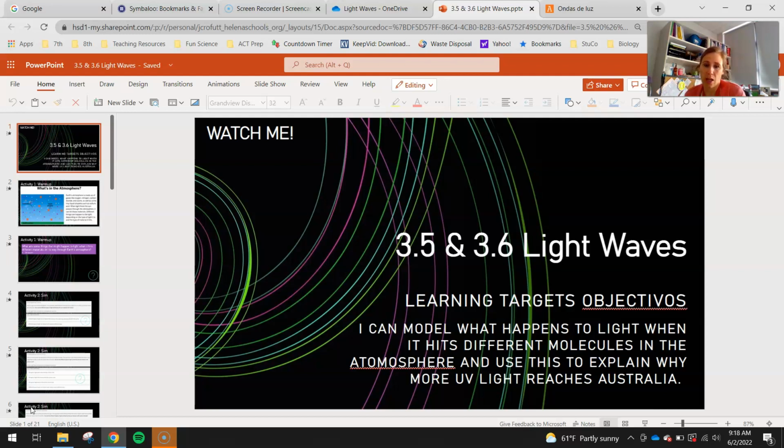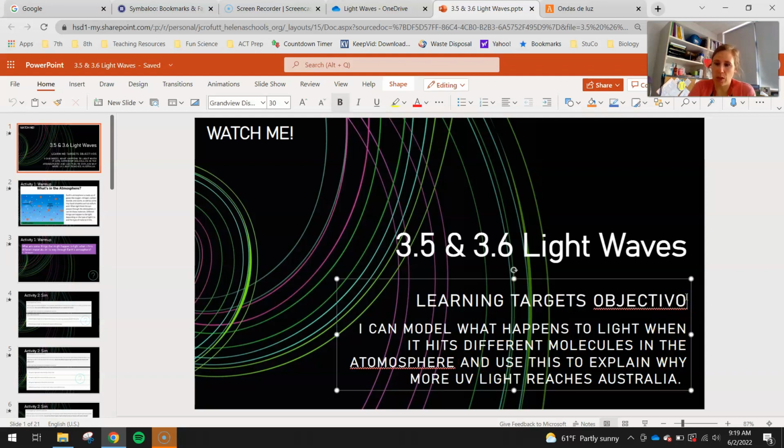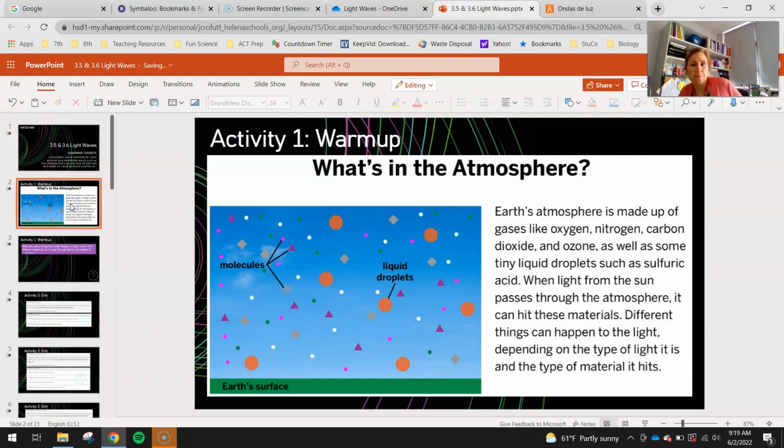So your learning targets are, I can model what happens to light when it hits different molecules in the atmosphere, and use this to explain why more UV light reaches Australia. So we're really going to focus in today on different molecules that we see in the atmosphere and how UV light interacts with those. Okay, so we're going to go ahead and move on to your warm-up for today.